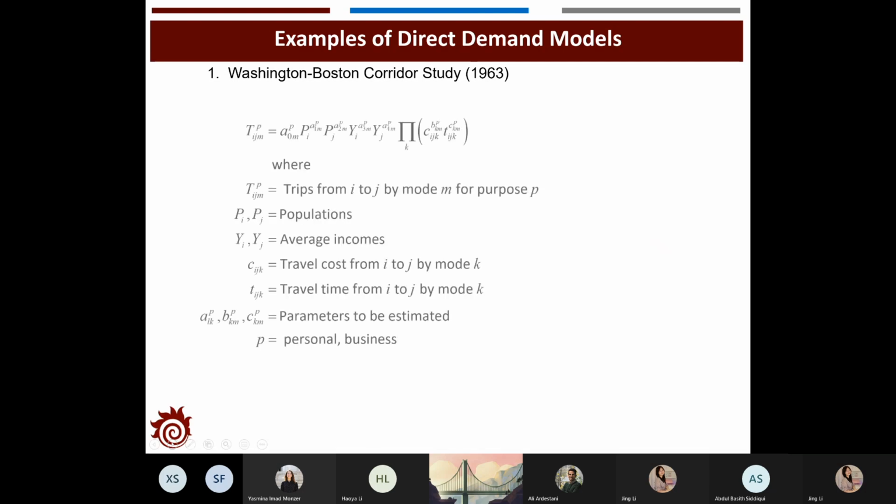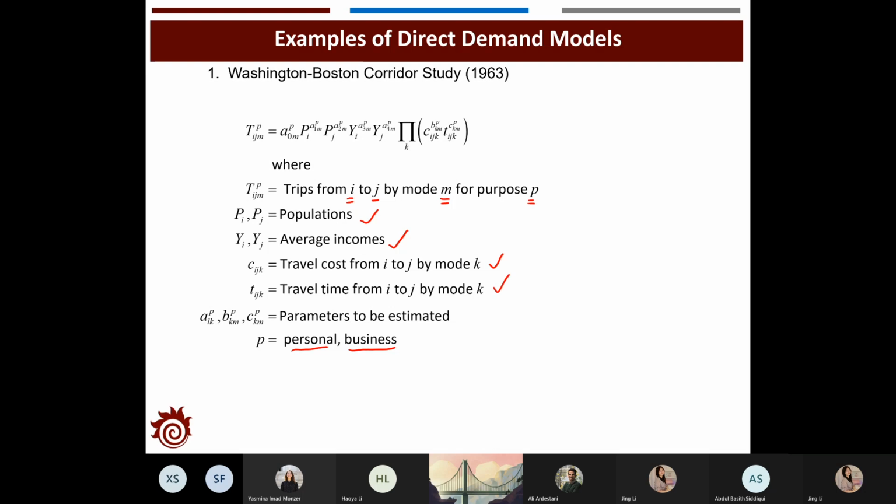Basically, the model assumes that the number of trips from origin I to destination J with mode M, which could be auto, train, or something else, with a specific purpose, in this case a personal trip or a business trip, is a function of the population, the income level, the travel cost by the specific mode, and the travel time of the specific mode.